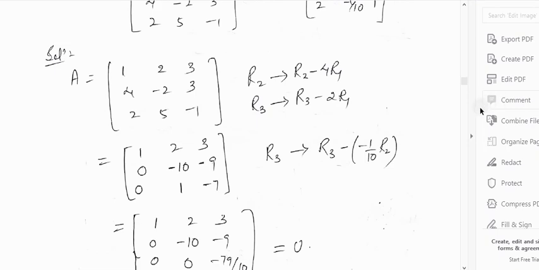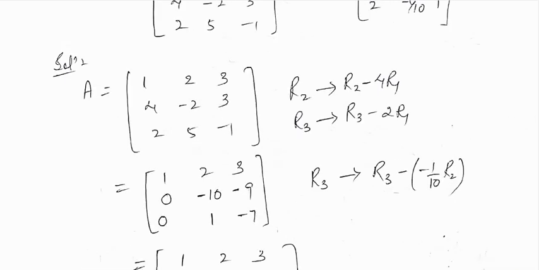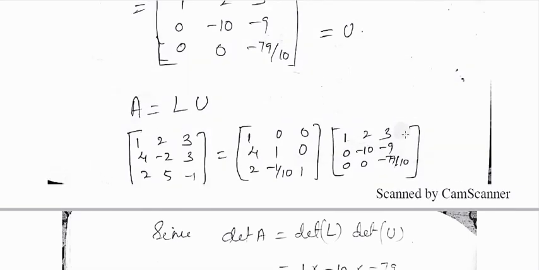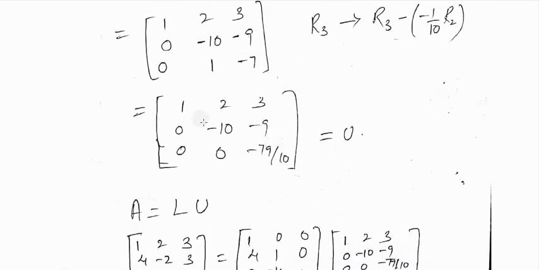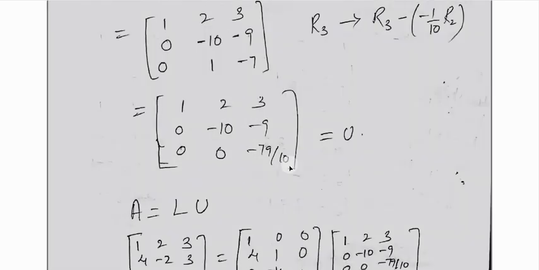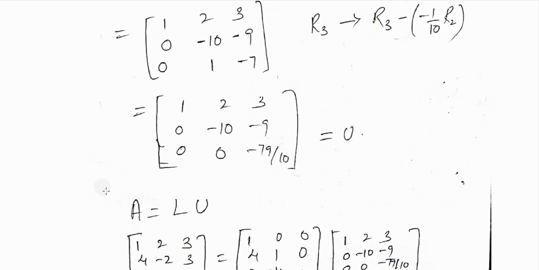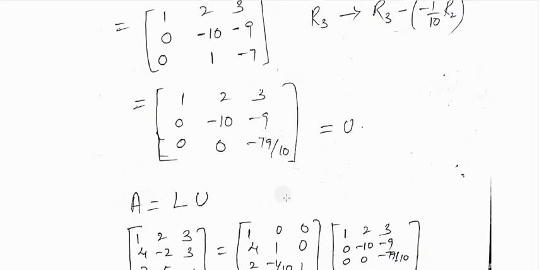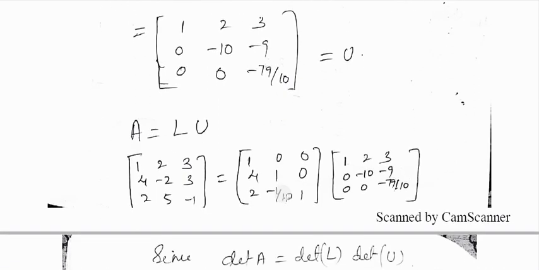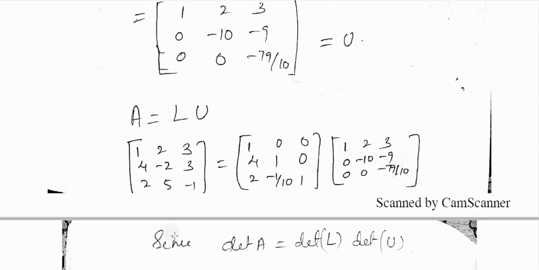as an upper triangular matrix. That is 1, 2, 3, 0, minus 10, minus 9, 0, 0, minus 79 by 10. See, this is an upper triangular matrix. So this is U, and I have A and L, it is given. So let us use the pivot formula to find the determinant. A is equal to LU, so determinant of A is equal to determinant of L into determinant of U, which gives the product of pivots, which is 79.